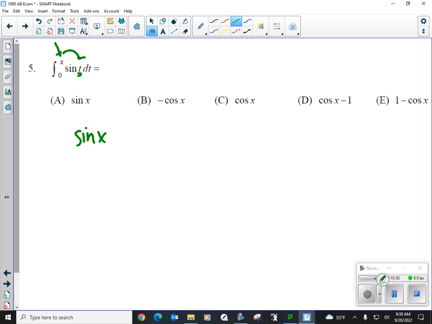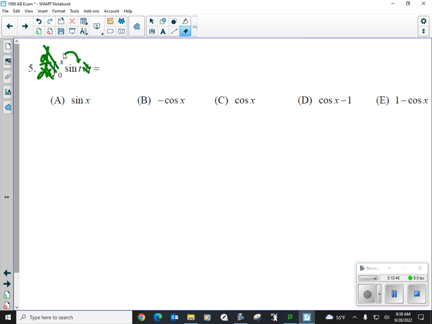So many people circle this one. That is not true. That is only true if I was taking the derivative of this, because these go bye-bye, the integration, the dummy variable, then the x goes in. We are not taking the derivative of that, which means I need to integrate that. And yes, my upper bound is going to be x.